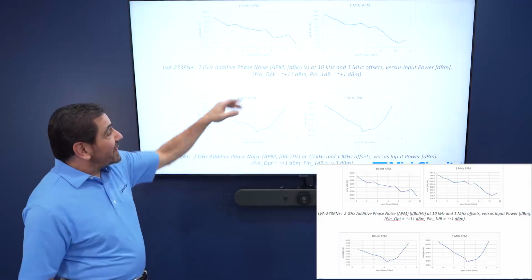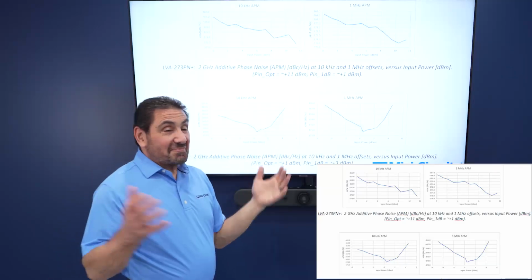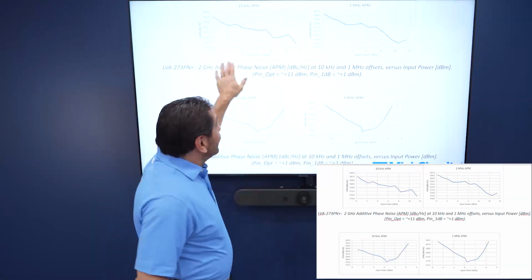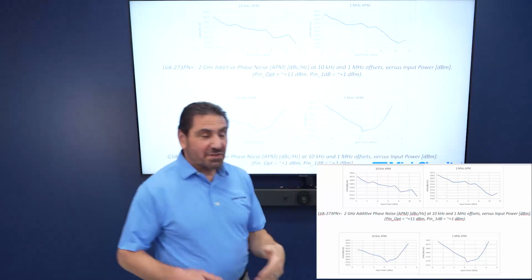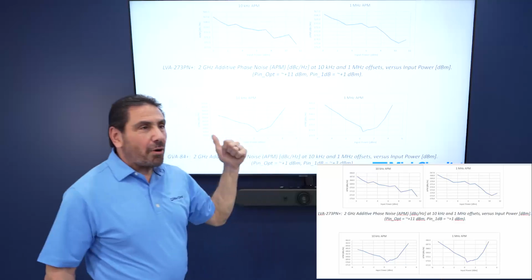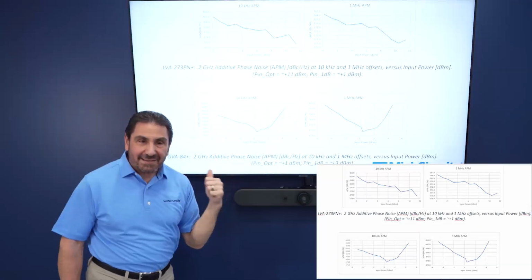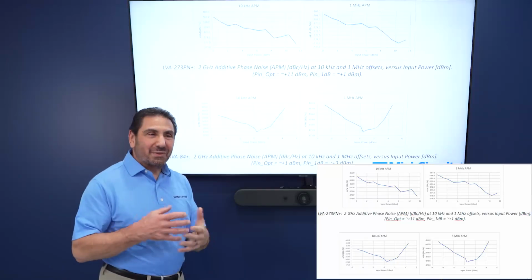And you can see for the LVA at 2 gigahertz, keep going, I'm happy, right? You keep increasing power, both flicker and white noise just keep improving. At plus 11, this part is over 8 dB compressed. So you can see good performance really has nothing to do, in this case, with the compression point.